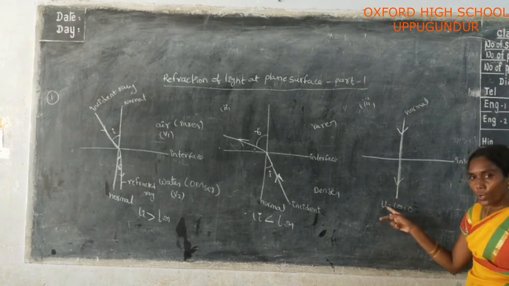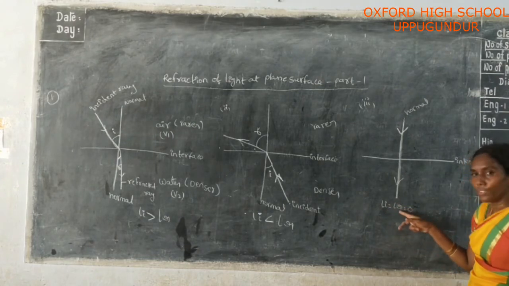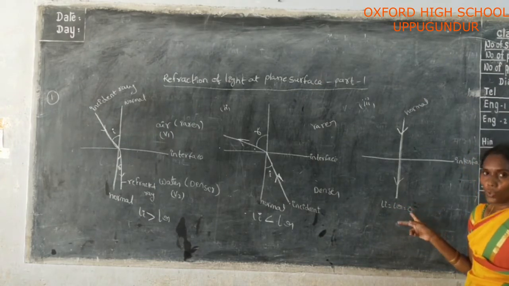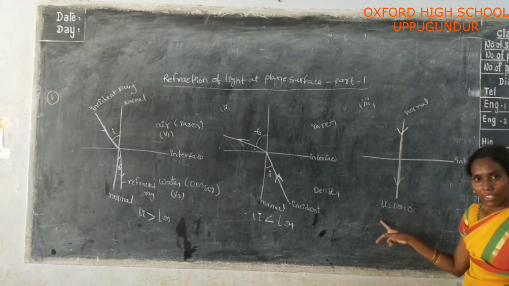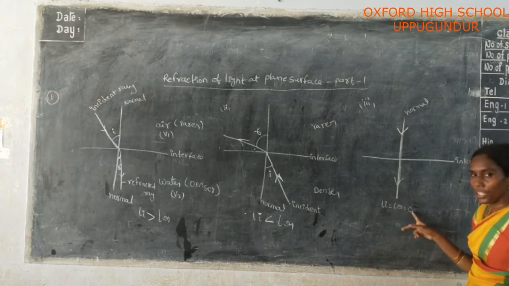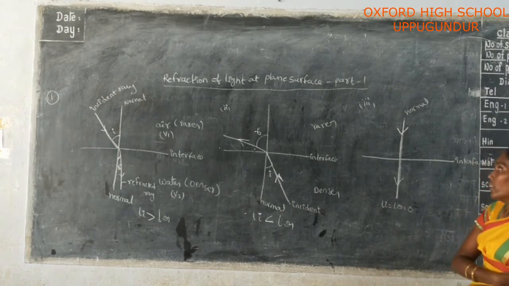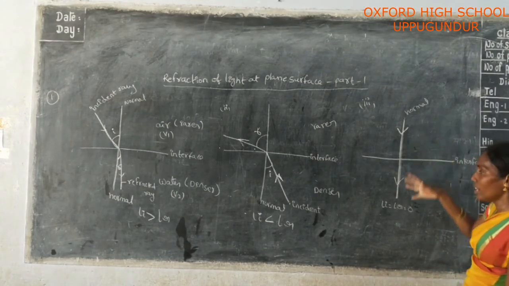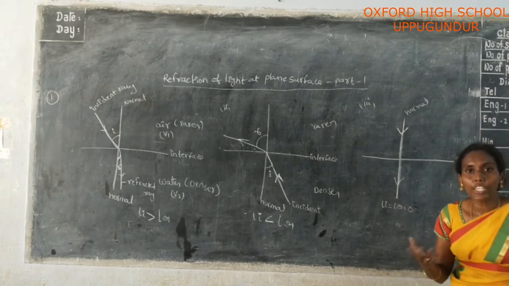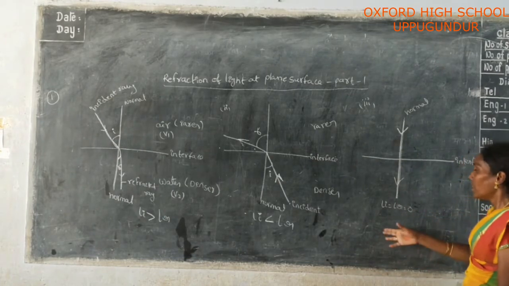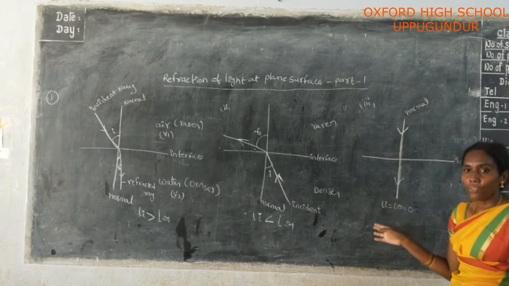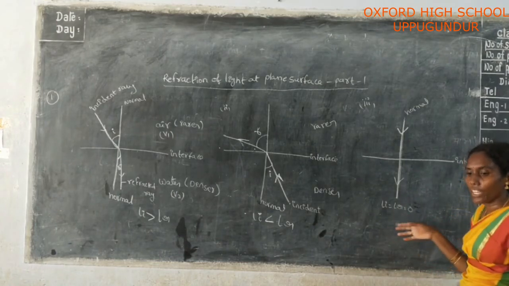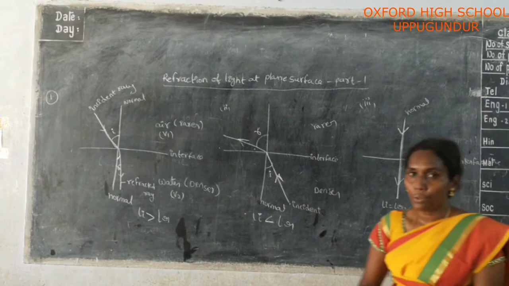That's why the angle of incidence is equal to the angle of refraction is equal to 0 degrees. Now listen carefully. When the light ray travels along the normal, it does not deviate from its original position. That's why in this case the angle of incidence is equal to the angle of refraction, that is equal to 0.